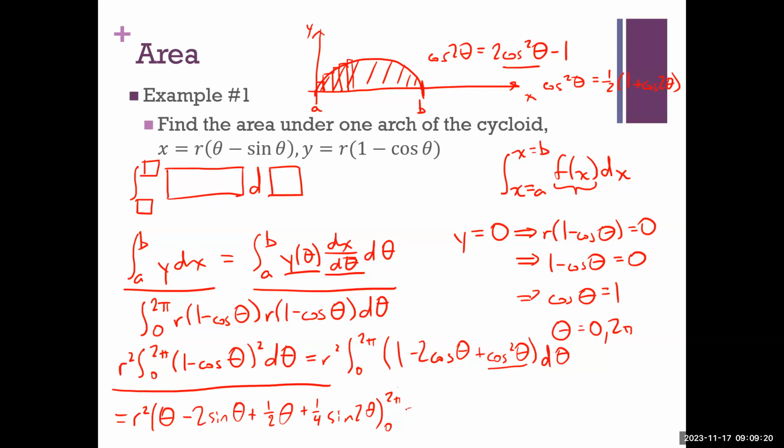So now if we plug in all these things, what do we get? R squared times 2 theta. What is sine of 2 theta? 0. Actually, any of these sine terms are going to come out to 0, right? So 2 pi plus pi. And that should be it, right? I believe I should get 3 pi r squared.